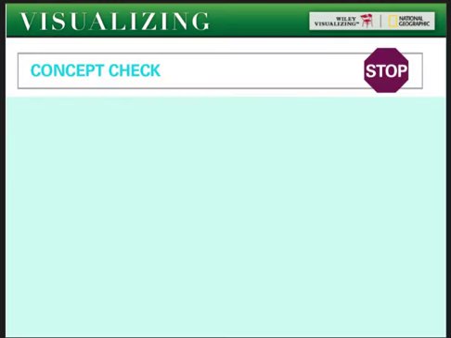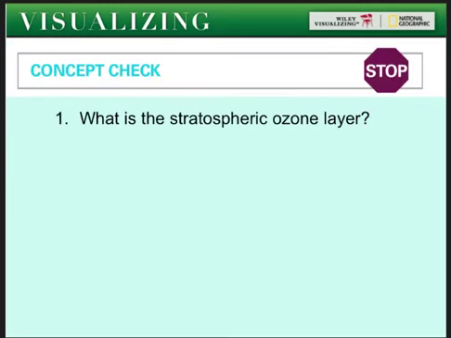So we get to our next block of concept checks. First question is, what is the stratospheric ozone layer? And what it is, is an ozone layer that encircles the planet 10 to 45 kilometers above the Earth's surface. That's between 6 and 28 miles.